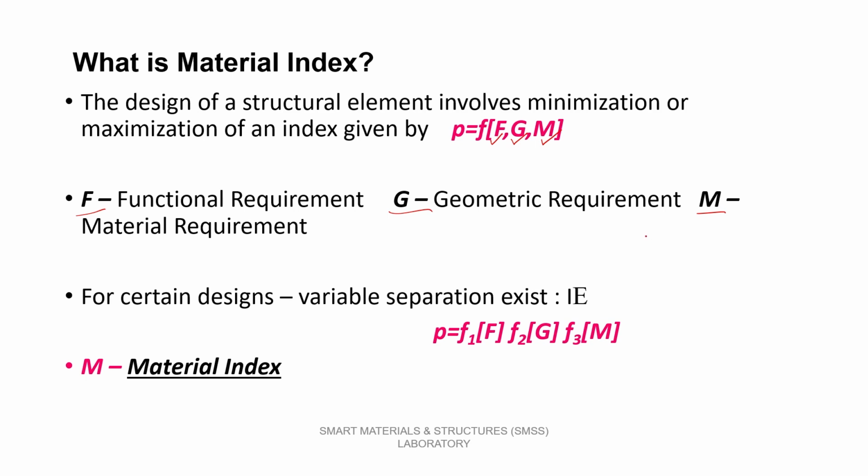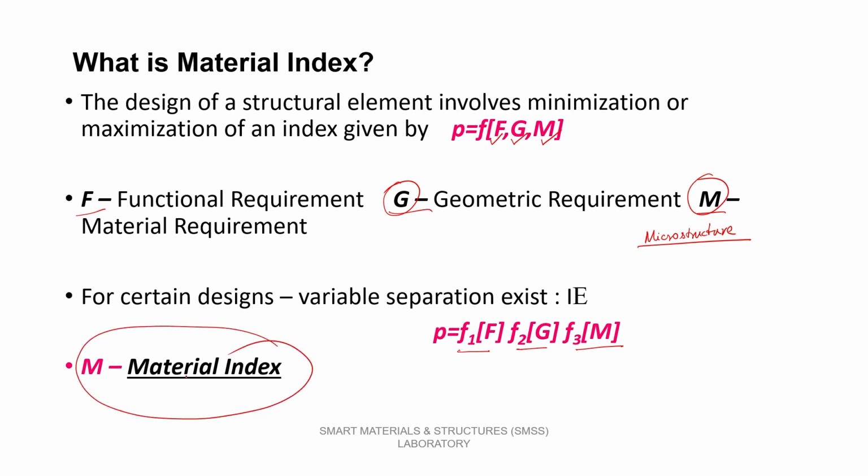Well, if there is a microstructure present, then this does not exist. Then the material requirement and the geometry requirement, these G and M, get integrated together. So, in that case you cannot really write these three to be separate. Otherwise, in most cases they are separate, and hence from that separation we will only extract the material index. That is the policy that we are going to adopt for this case of torsion and shear.